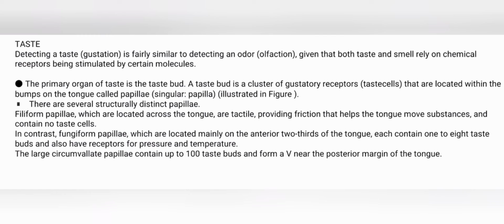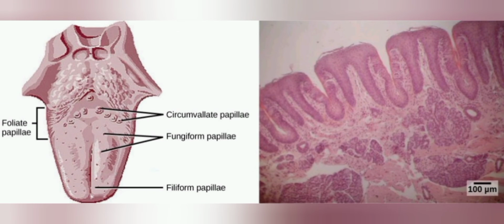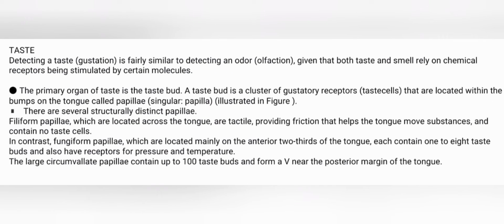Now coming to the taste. Detecting a taste is fairly similar to detecting an odor, given that both taste and smell rely on chemical receptors being stimulated by certain molecules. The primary organ of taste is the taste bud. A taste bud is a cluster of gustatory receptors, taste cells, that are located within the bumps on the tongue called papillae, as you can see in the figure.